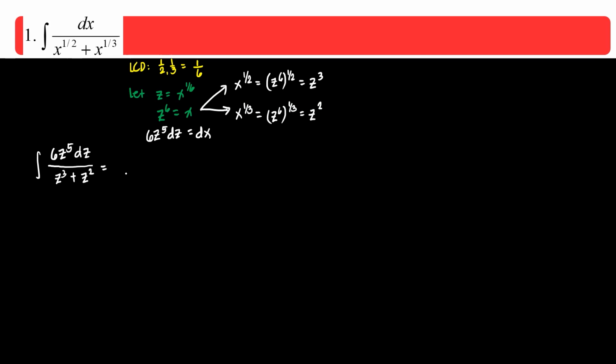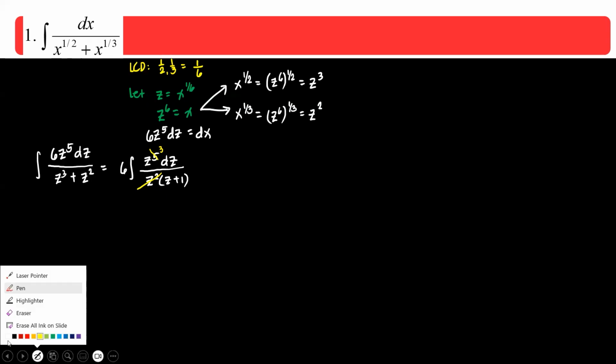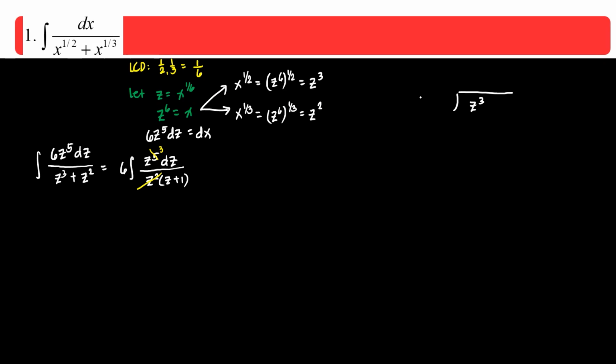First, I don't need a 6. I can say that's z to the 5 dz. And then the one at the bottom, guys, I can factor out the z squared, leaving me with z plus 1. So with this, you know that you can cancel out terms. Cancel the z squared. This becomes a z to the 3rd. But still, the numerator is greater than the denominator. This is an improper fraction. Z to the 3rd divided by z plus 1.